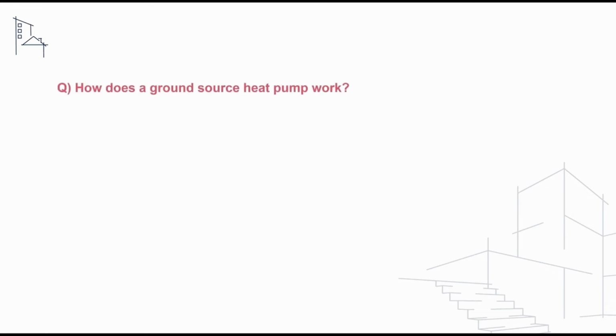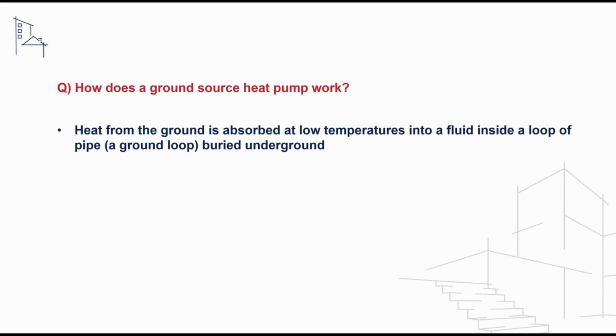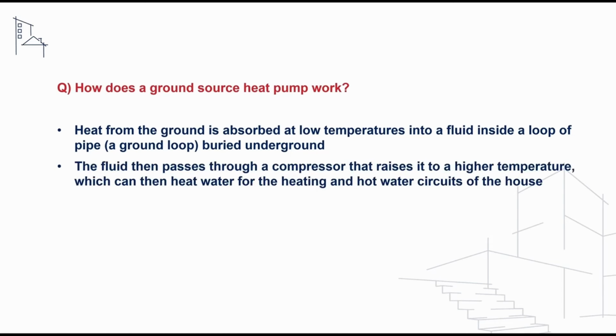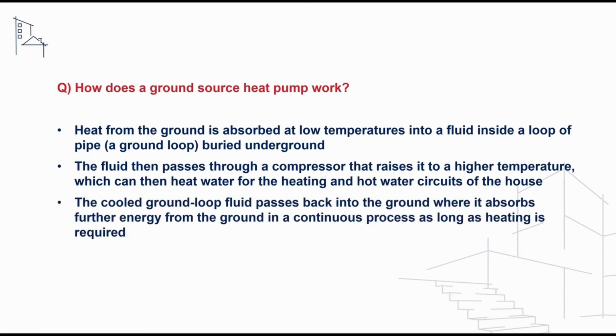The next question we'll take a look at is how does a ground source heat pump work, and to address this we can say that heat from the ground is absorbed at low temperature into a fluid inside of a loop or pipe buried underground. The fluid then passes through a compressor that raises it to a high temperature, which can then heat water for the heating and hot water circuits of the building. The cooled ground loop fluid passes back into the ground where it absorbs further energy from the ground in a continuous process as long as heating is required.